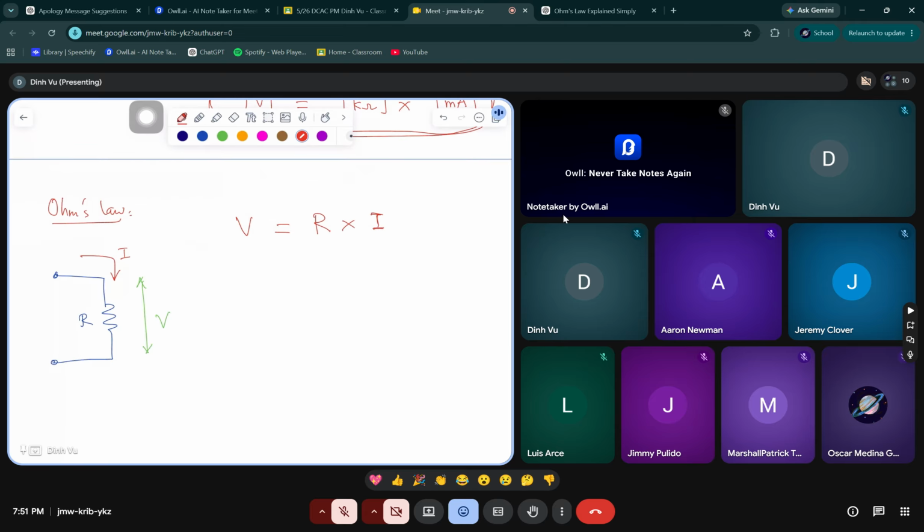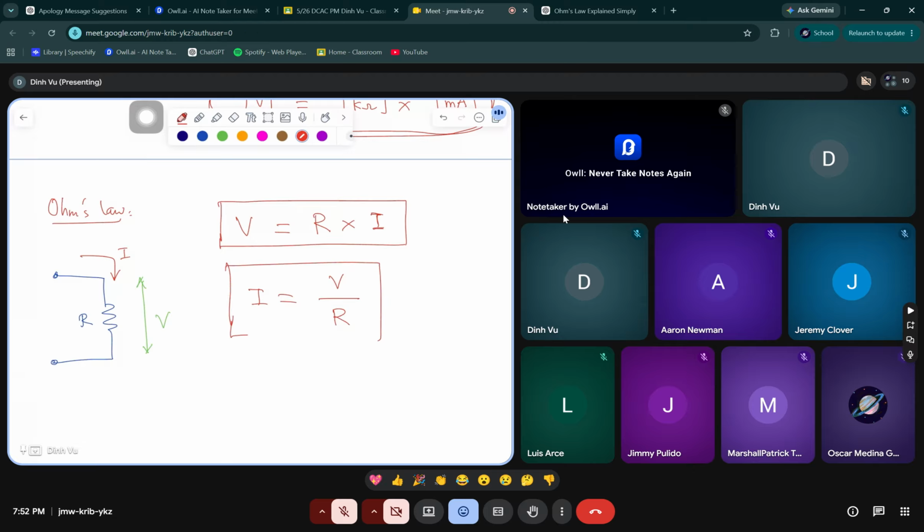Now, V is R times I. We can also rewrite this law in the other way. I is V divided by R. So this is the same formula, the same law, but now we write in a different form. If we know voltage V, if we know resistance R, you calculate the current. I is V over R.